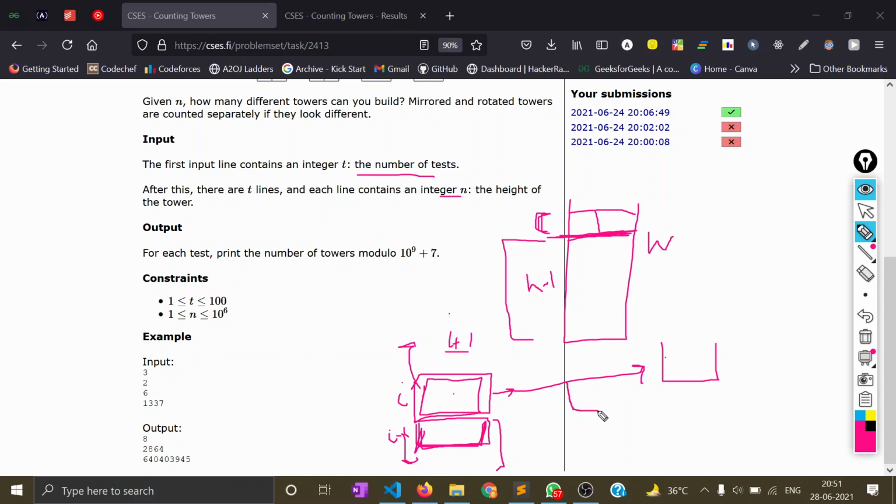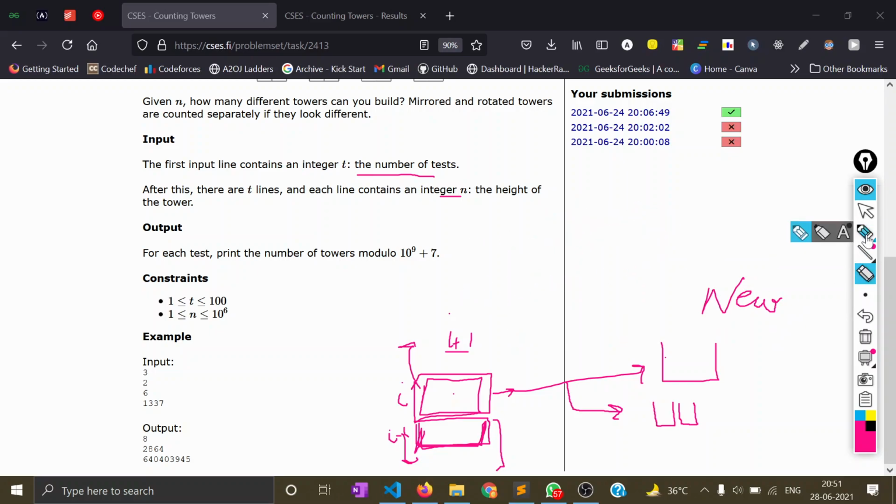What is the second possibility where we make a new block? It is where we make two blocks of width 1, right? These are the possibilities when we make new blocks. Sorry for the bad handwriting. Can't help it actually because I'm drawing with the mouse.